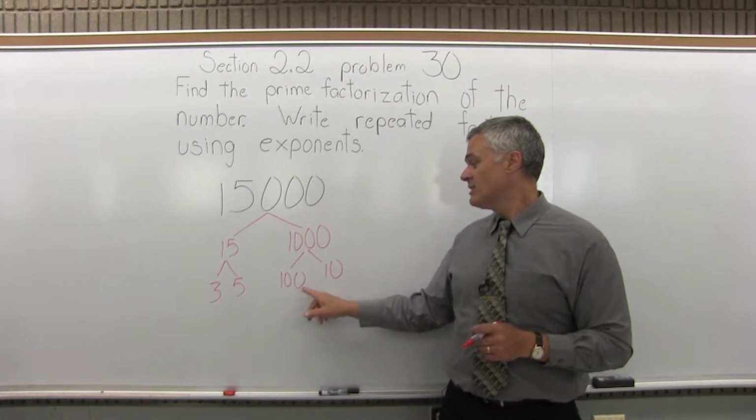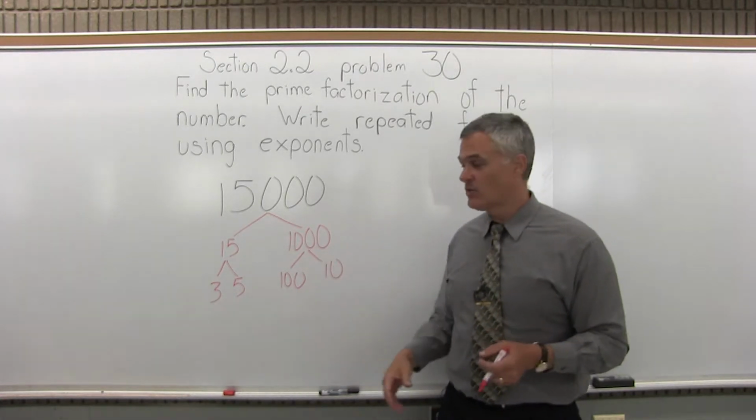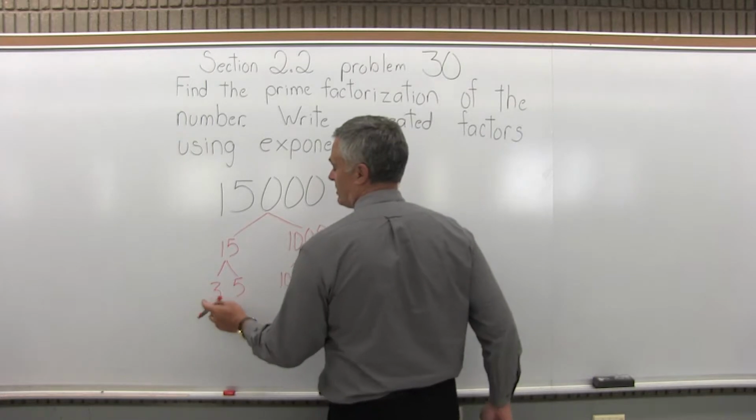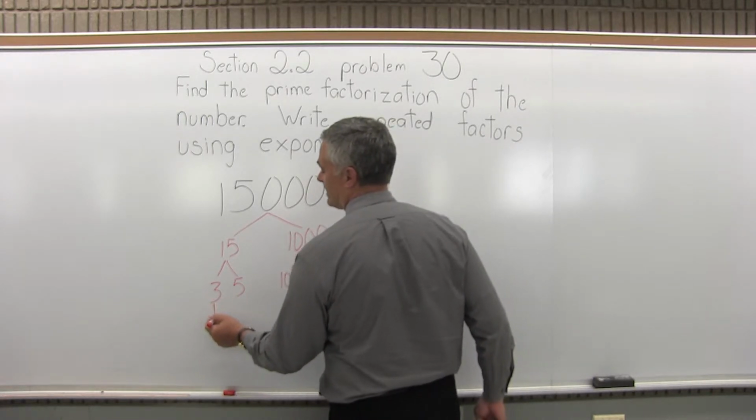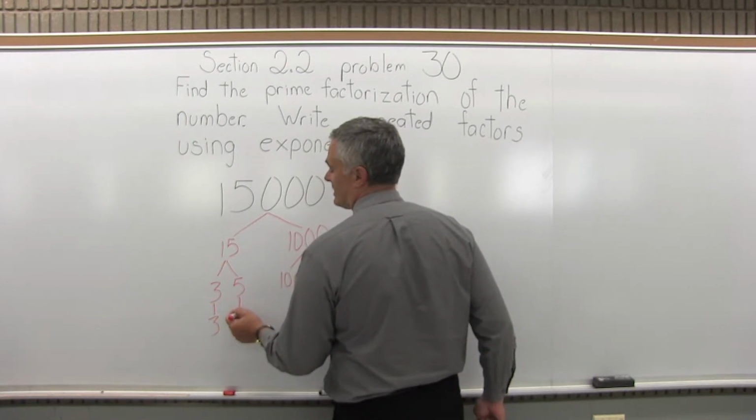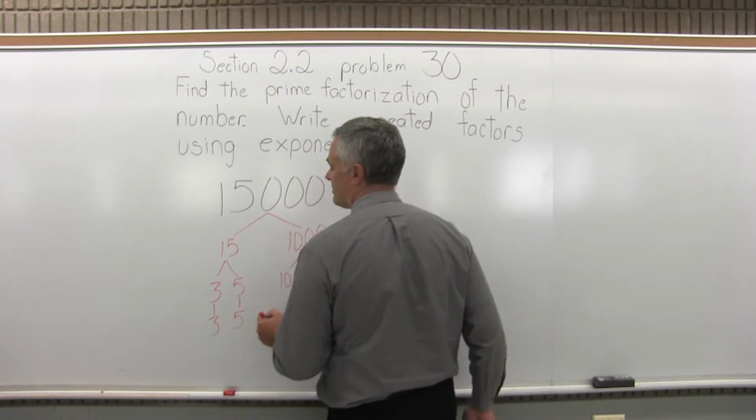Now, the 100 and the 10 are not prime, so I have to go down another row. The 3 that I sat with on the far left, that's prime, so that'll come straight down without splitting. The 5 next to it, also prime. That'll come straight down without splitting.